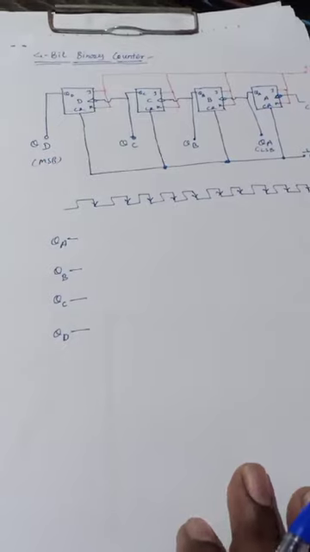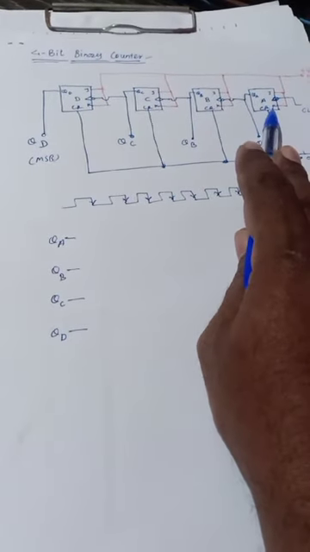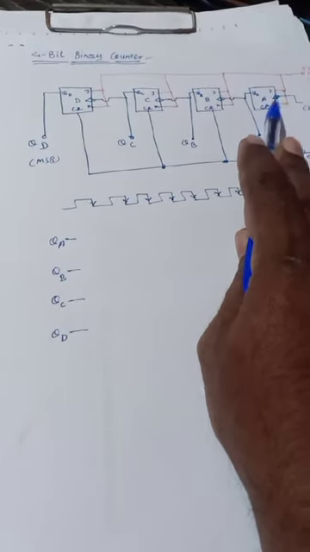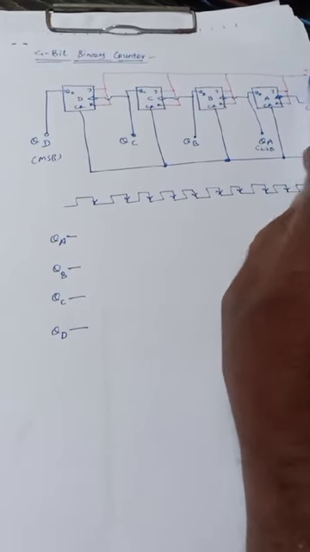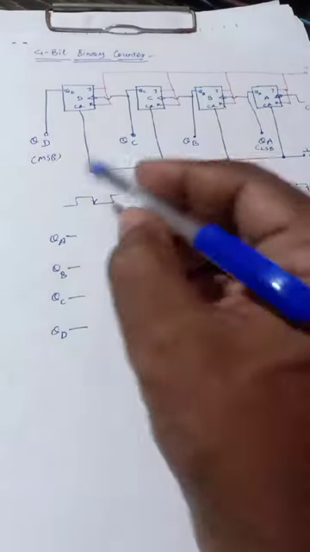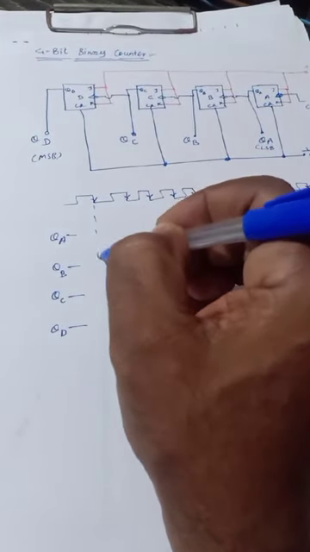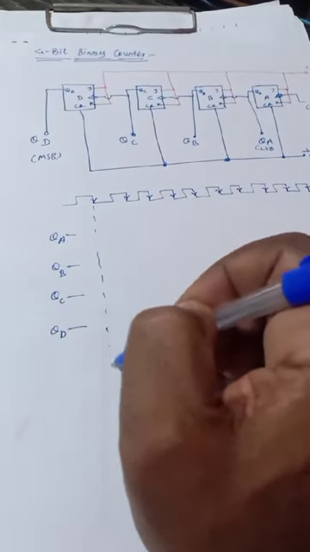So when we apply the first clock, then this gets triggered because J and K are both equal to 1. Let us see what will happen at the arrival of the first clock.